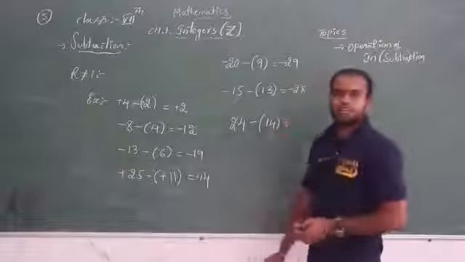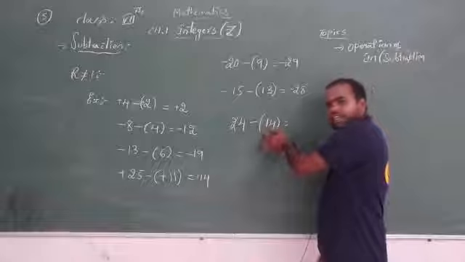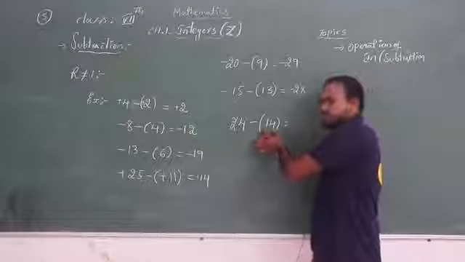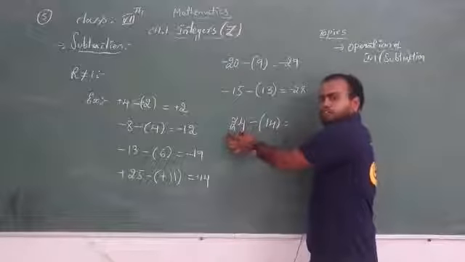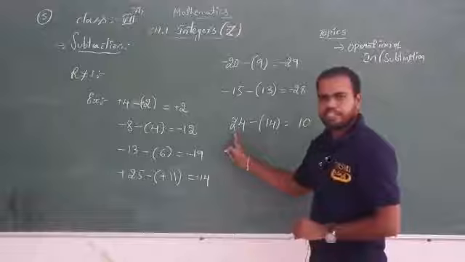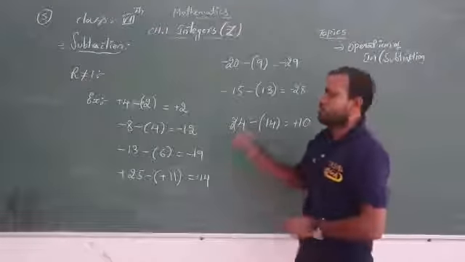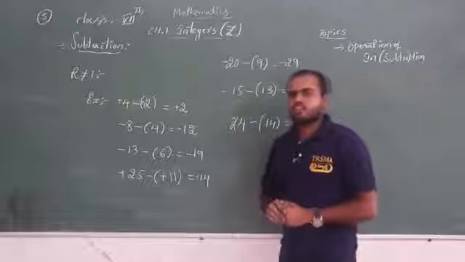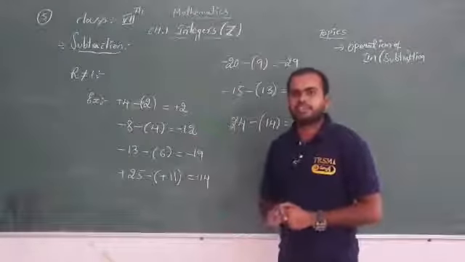Right. So 24 minus 14. What are we doing here now? We are subtracting the positive integer from a positive integer. So then simply what do you have to do? You have to subtract. And which number is greater? 24 is greater. So you take plus 10. Okay, so this is about rule number 1, subtraction. In the next class we will see the other rule and we will start exercise 1.3.